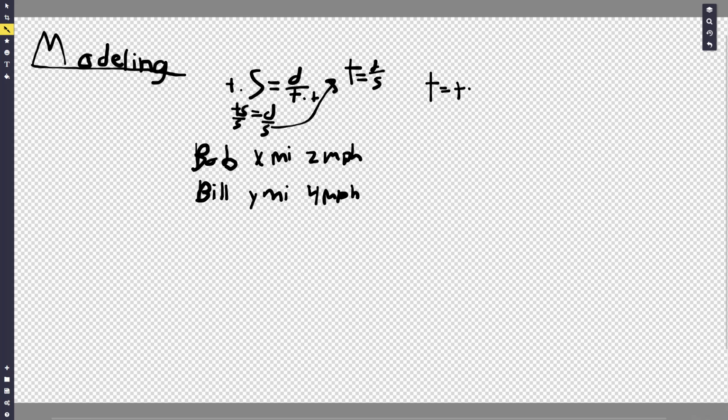So if we know that their times are equal to each other, then we know that the distance divided by speed of Bob is equal to the distance divided by speed of Bill. And with this, we can just plug in our distance and our speed. So we know that Bob is x miles from school and averaged z miles per hour. I have to cross my z's. And we know that Bill is y miles from school and averaged 4 miles per hour. So this is an equation that we can set up to model this scenario with Bob and Bill walking to school.